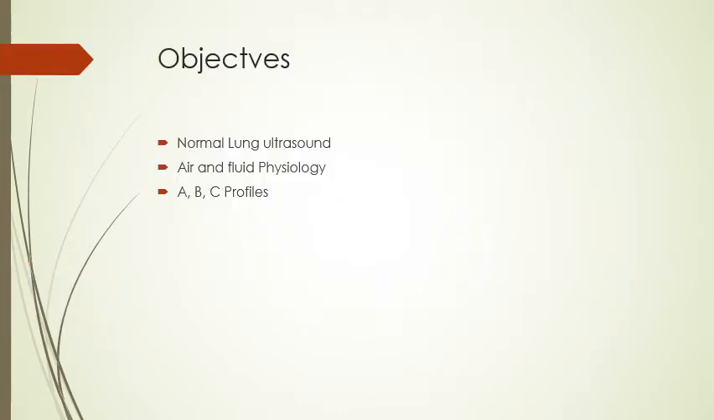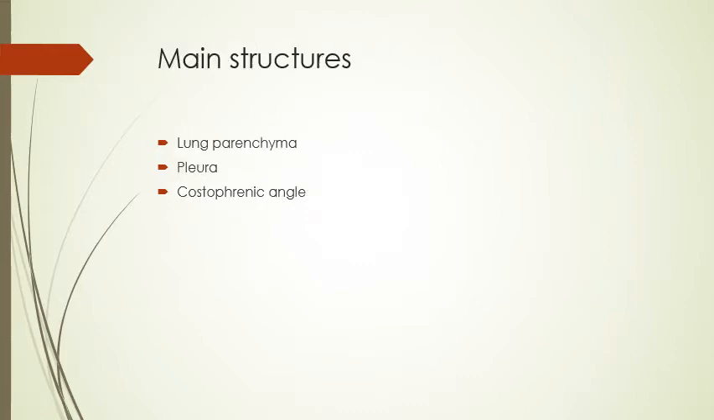So in this lecture, we'll be discussing what a normal lung ultrasound looks like, how the air-fluid physiology affects the image obtained, and we will be discussing the three major profiles in lung ultrasound, the A, B, and C profile. The main structures we'll be looking at throughout this lecture will be the lung parenchyma, pleura, and costophrenic angles.